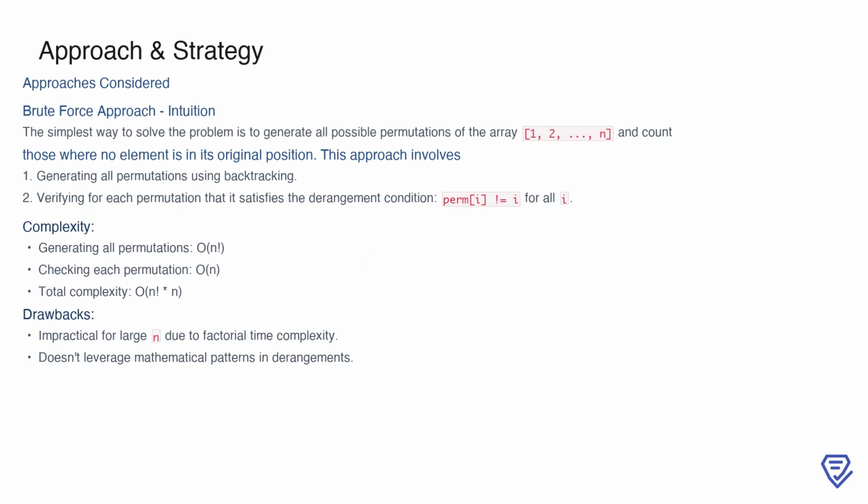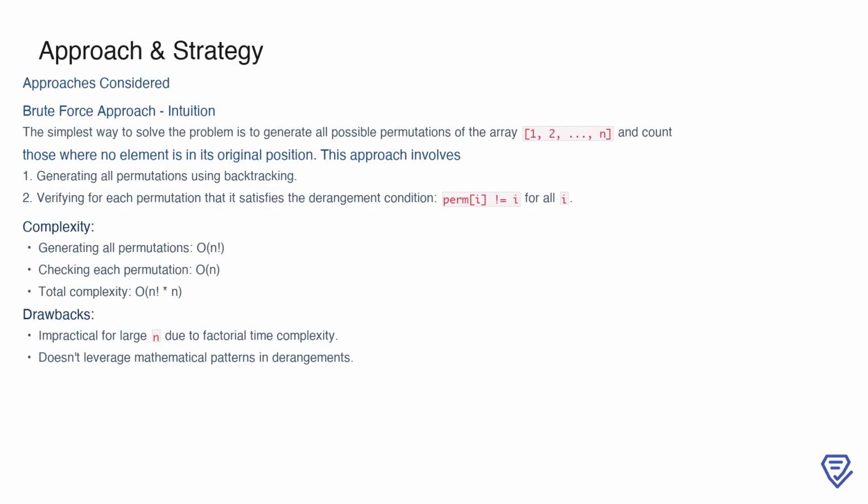To begin, we can consider the brute force approach as the simplest way to solve the problem. The idea here is to generate all possible permutations of the array 1, 2, ..., n, and check which of them satisfy the derangement condition, meaning no element remains in its original position. For example, in a permutation, the value at index i should never be equal to i. This can be done using backtracking to generate all permutations and then verifying each one.